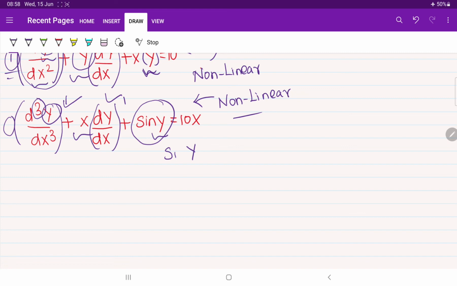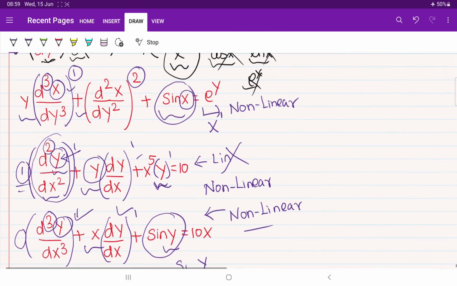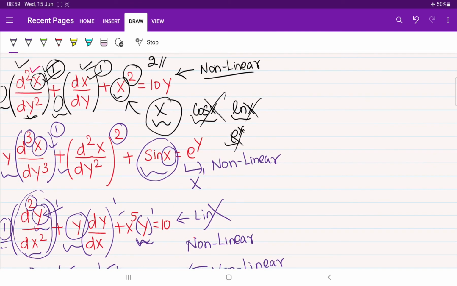I hope now you got a clear idea how to simply give the answer. Just by looking into the differential equation, you can easily identify whether it is a linear one or a non-linear one. This is all for this lecture. In the next lecture, we will be coming up with a few more concepts.